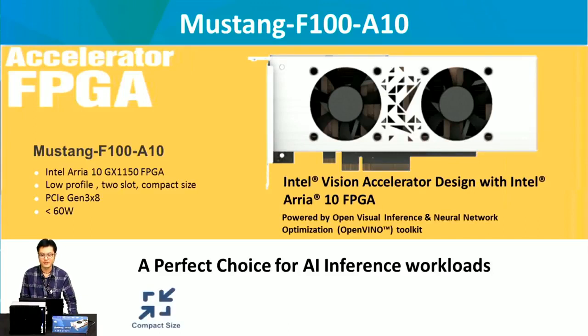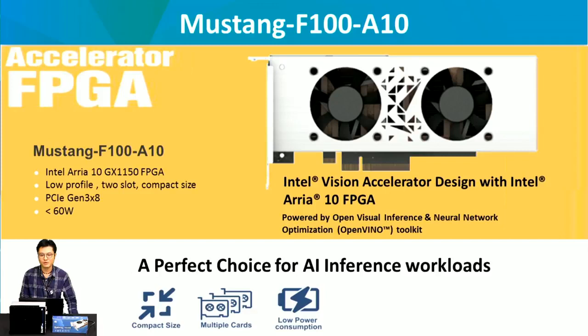The first feature is the compact size. It's a low-profile, 2-slot compact size acceleration card, which means you can install it into your server-grade IPC and your compact IPC system. The multiple cards feature allows users to add more acceleration cards to increase the inference performance for your system.